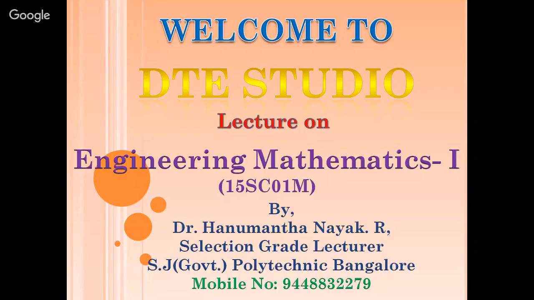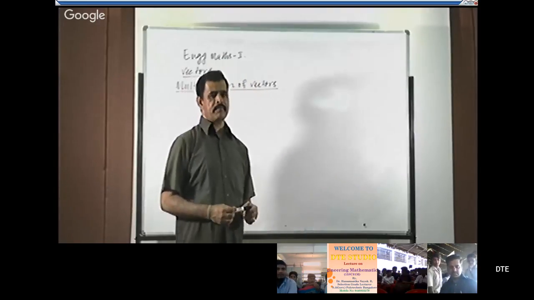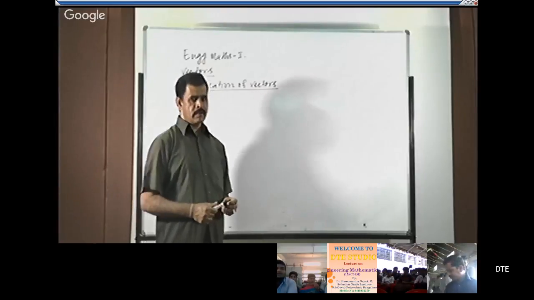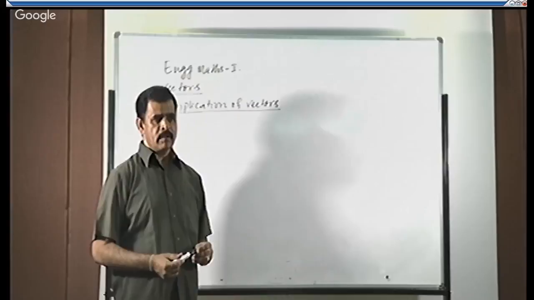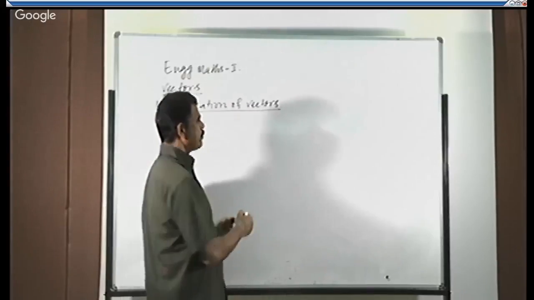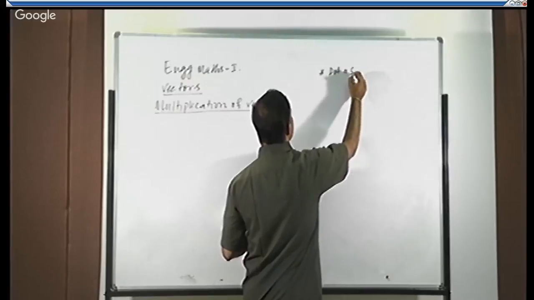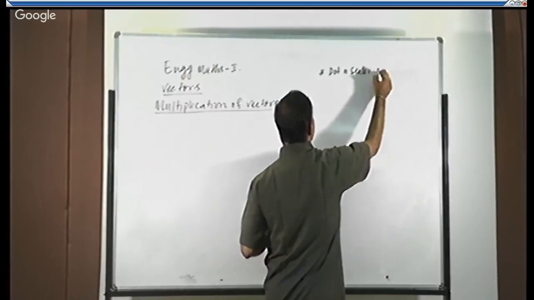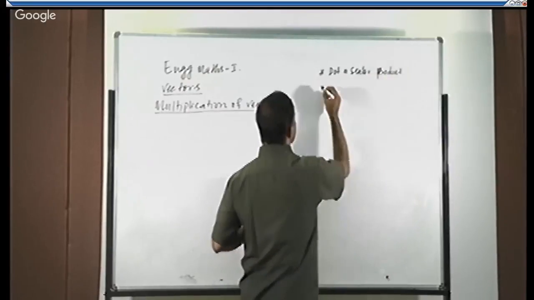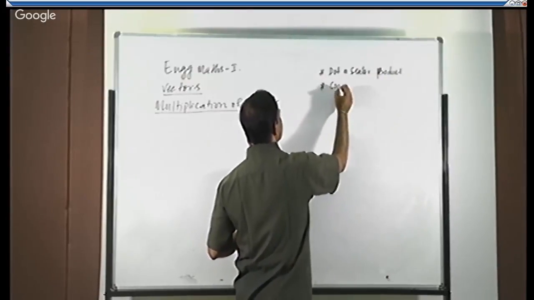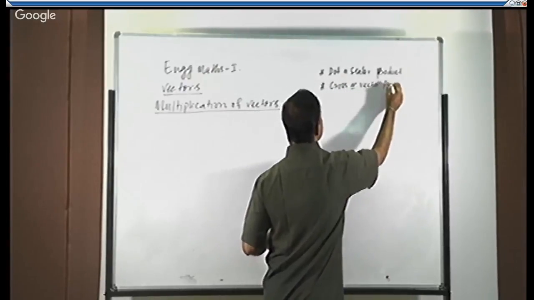So in the last class, we were discussing multiplication of vectors. As I mentioned, there are two types of multiplication of vectors. One is dot or scalar product.